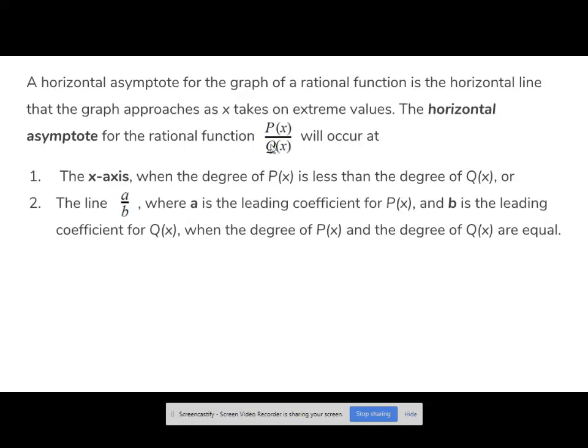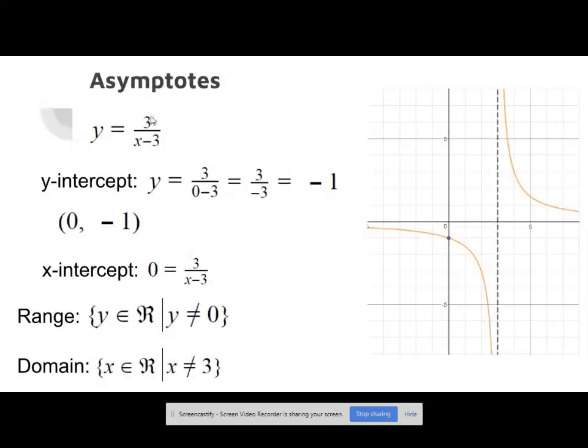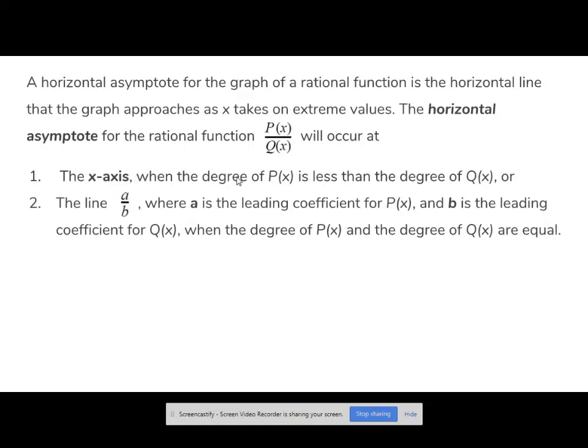The numerator and the denominator have the same degree, so x squared over x squared, or x over x, and that's the second piece here. So if P and Q have an equal degree, then the line A over B is the horizontal asymptote. And I'll show you an example of what that looks like. If the degree of P is less than Q, kind of like that last example we were looking at, where the numerator had a smaller degree than the denominator, then the horizontal asymptote is going to be on the x-axis, or y equals 0. So here's two examples.